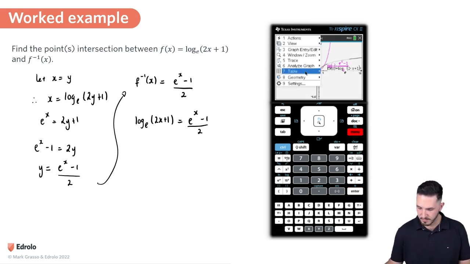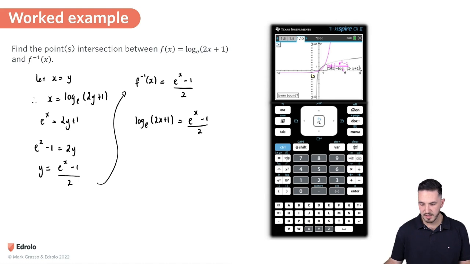So if we go menu, analyze graph, we want to find the intersection. So this dotted line will come up. So we just want to click anywhere that it might be. And then finally cover our points of intersection. So the first point of intersection we can see is 0, 0. Then let's do it again.